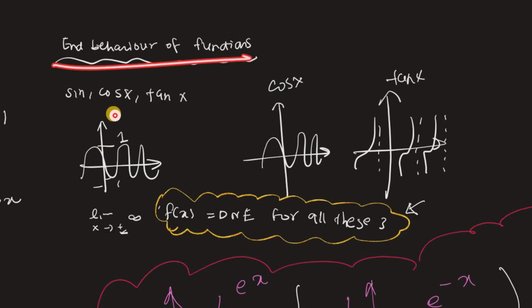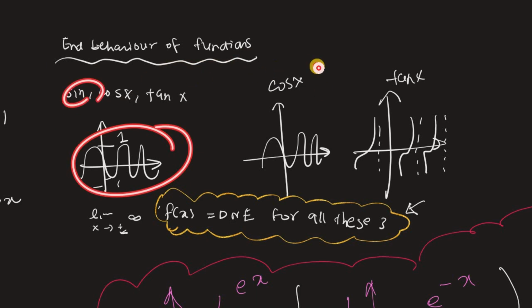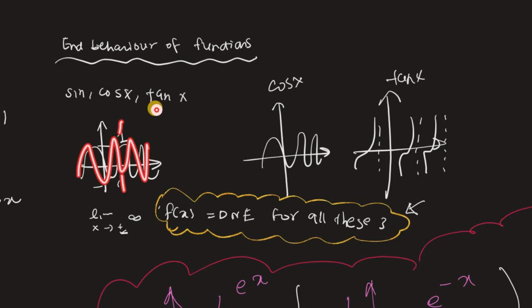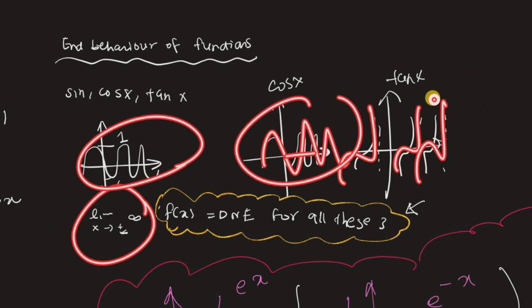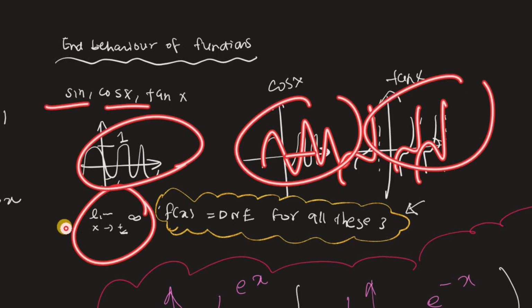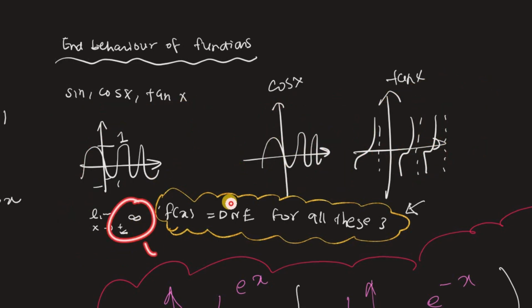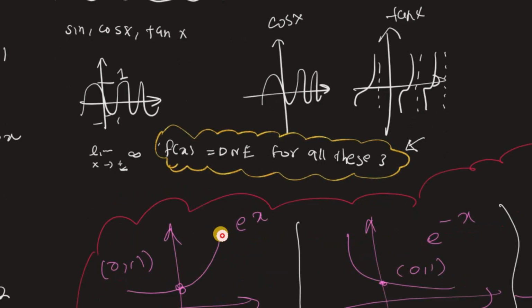Okay, so here I have the sine function, cosine, and tan of x. You see the sine of x is basically oscillating between 1 and -1, and similarly for cosine of x, and tan of x is like that. For all of these functions, the only thing that you have to know is that every time you have sine, cosine, or tan of x, and you're taking the limit as x approaches infinity and negative infinity, you simply write DNE. It does not exist. Okay, let's move on.